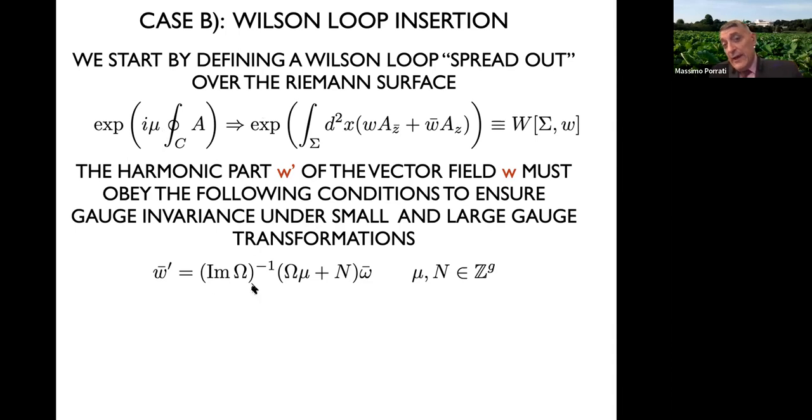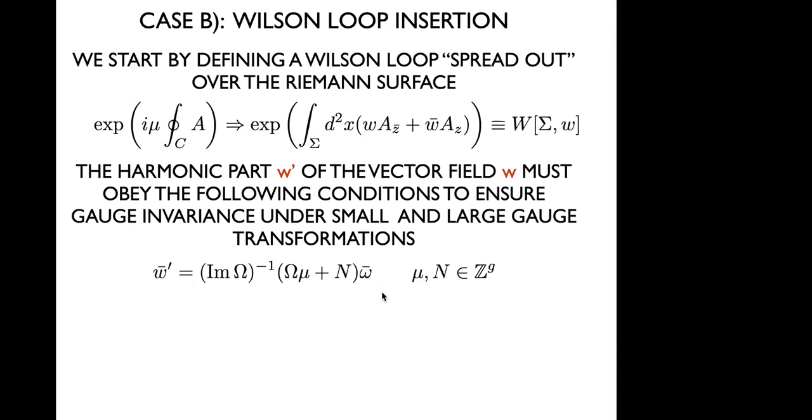In fact, part of these conditions are actually these conditions. The condition that I just told you about mu is one of those that appear here, and that simply say that the harmonic part of W prime cannot be arbitrary, it has to obey this condition for the regularized Wilson loop to be invariant under large gauge transformation. So this object is invariant under small and large gauge transformations, and this should also be invariant under small and large gauge transformation.